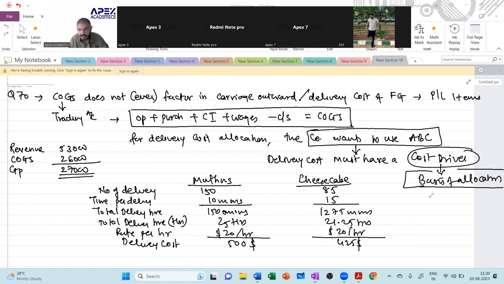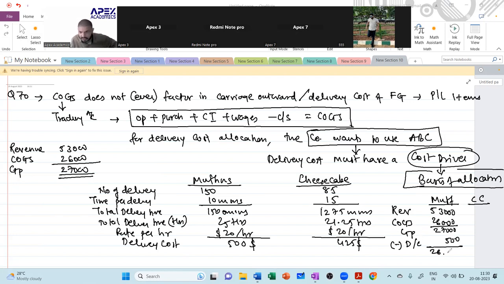Now, please pay attention. I have muffin and I have cheesecake. Here I have the revenue. The revenue is how much? 53,000. The COGS is how much? 26,000. This is going to leave me with 27,000 of gross profit. From this, I will deduct the delivery cost. What is the delivery cost? It is 500. So what will I be left with? I will be left with 26,500.